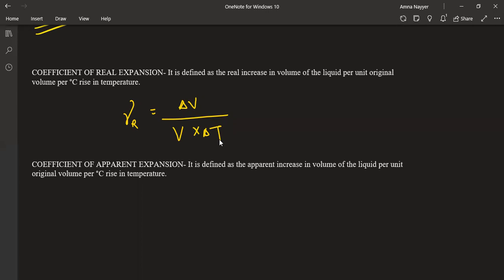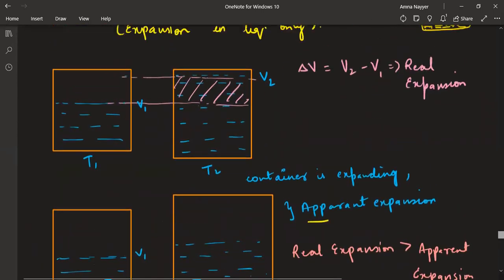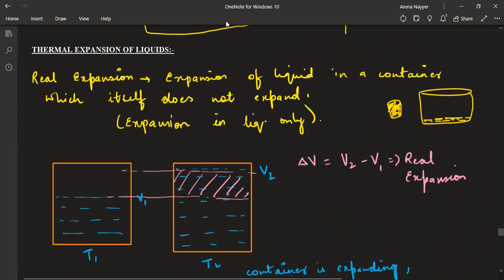And if you have to write the coefficient of apparent expansion, remember class, we are using the symbol gamma. Why gamma? Because here you just have cubical expansion, volume is getting expanded. So gamma apparent is the apparent increase in volume by original volume into delta T. That is how we write. Okay, note down these points for expansions of liquid. All we did yesterday was thermal expansion of solids. Right now we are doing thermal expansion of liquids.